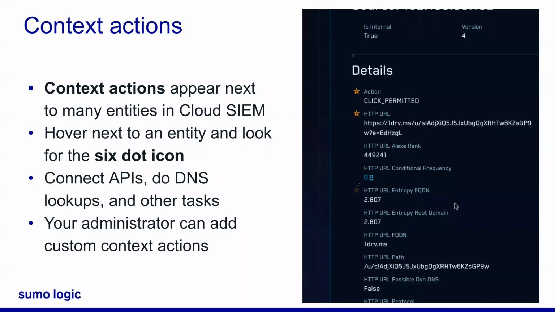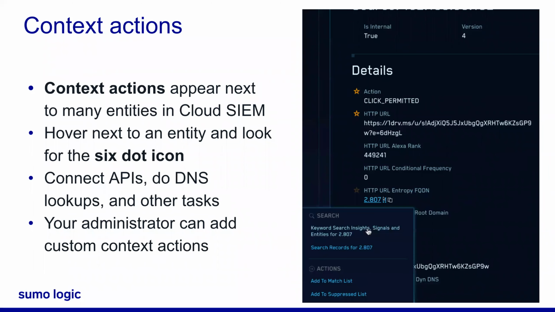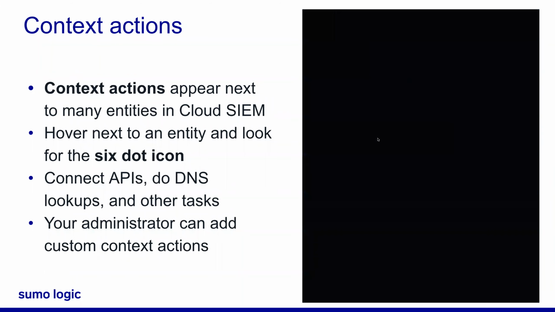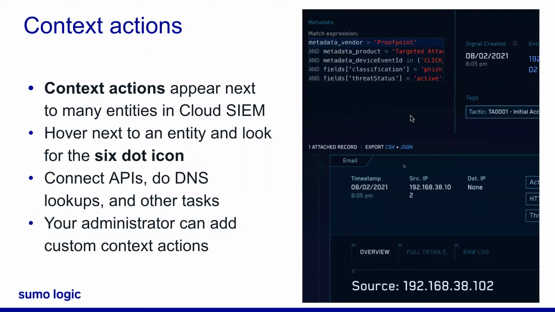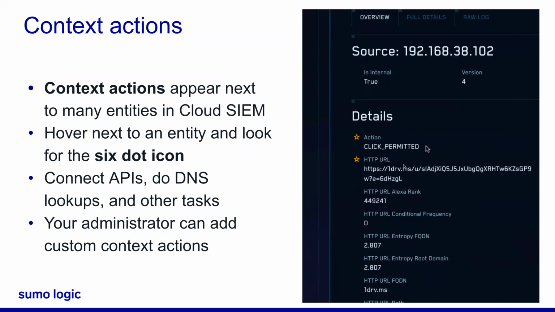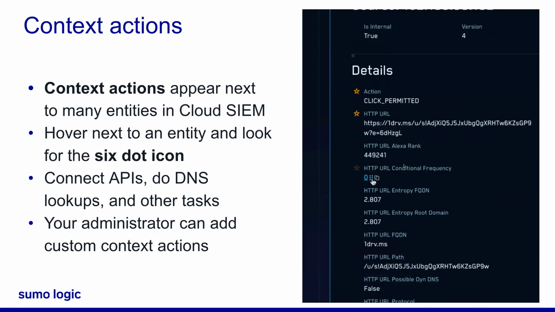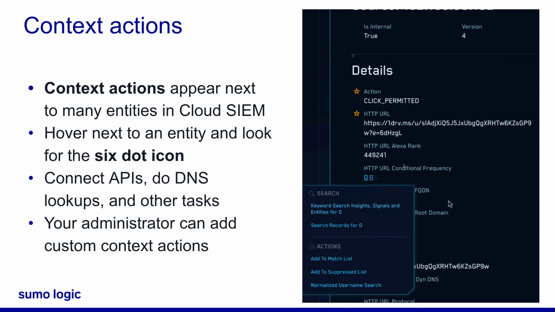As you see here in the screenshot, this is accessing these context actions. By going to the details and clicking on the icon that has 6 little dots, this is going to allow us to do these context actions. These context actions can be things like inserting the entity into an API call, doing a DNS lookup with them, and other tasks.